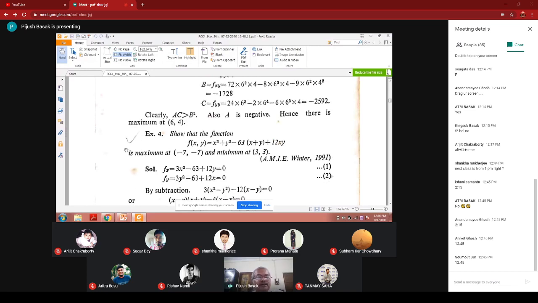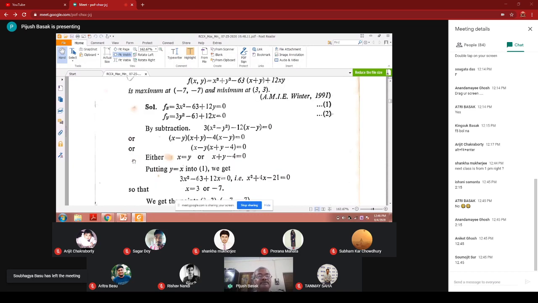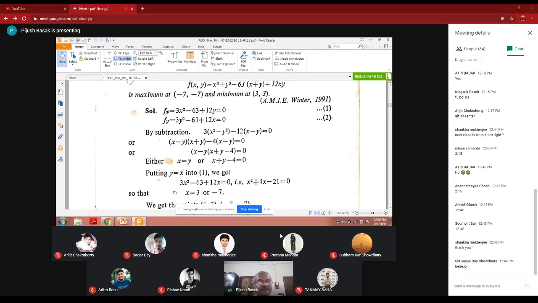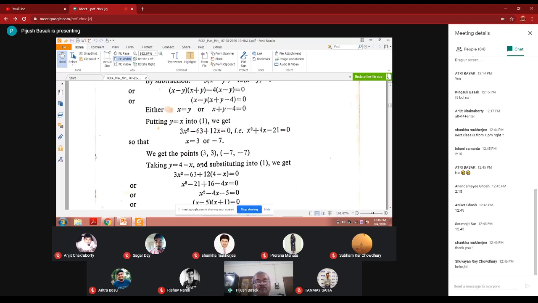They can do it. So the function f(x,y) is equal to x cube minus y cube minus 63x plus 12xy, maximum at minus 7, minus 7 and minimum at 3, 3. Right. As usual, the partial derivative with respect to x is 0, the second derivative is 0. From these two equations, after factorization, we find x is equal to y or x plus y is equal to minus 1. Putting y is equal to x in 1, we get x is equal to 3 or minus 7. So the stationary points are 3, 3 and minus 7, minus 7.